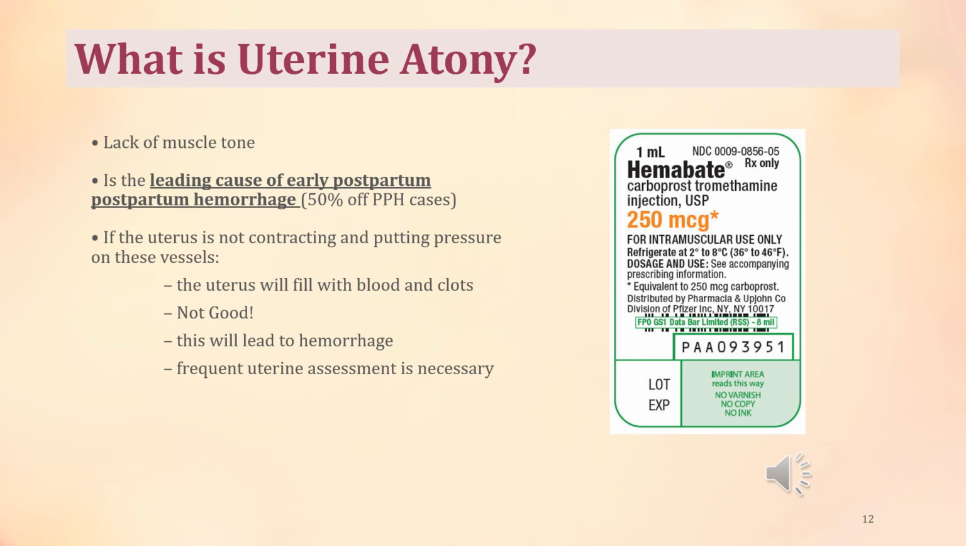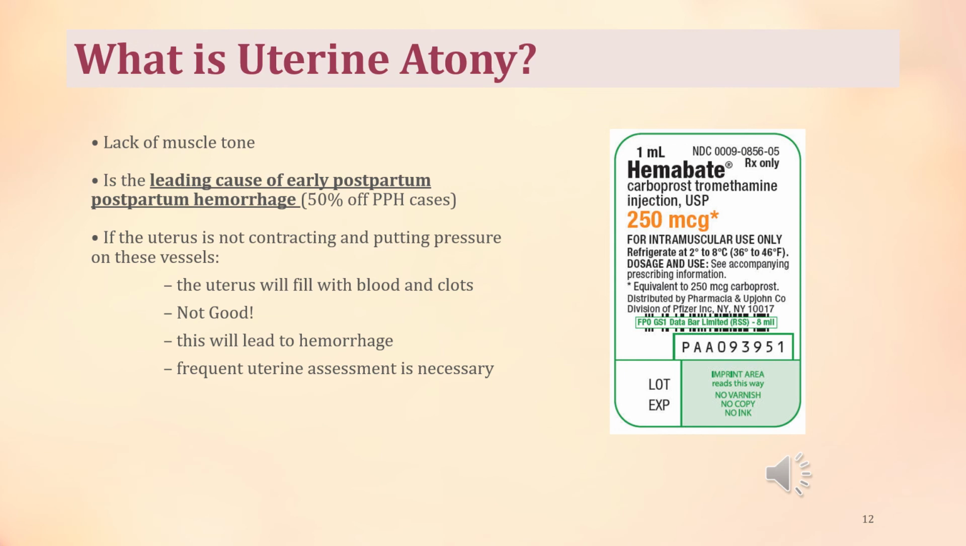It can happen, usually in that first 24-hour period. So you may think you're really good, and then all of a sudden something else is happening. If that uterus is not contracting and putting pressure on those vessels to keep them from bleeding, that uterus is going to fill up with lots of blood and clots that can lead to a hemorrhage. So that is why we are assessing that fundal height and the tone of that uterus.